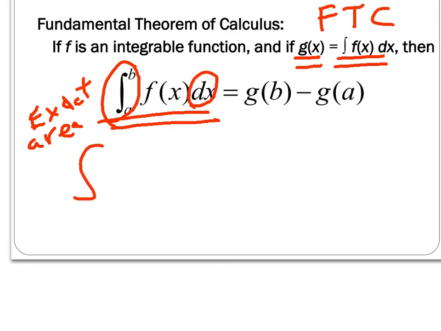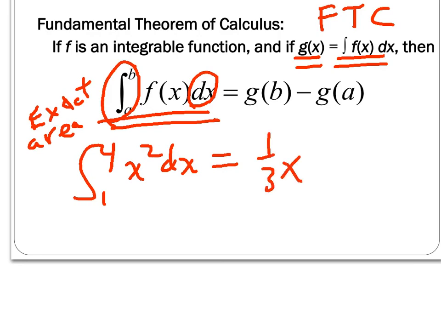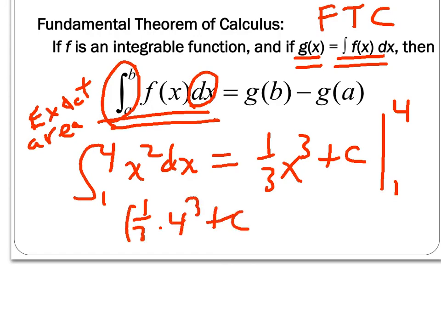So for example, if I wanted to find the area under the curve from 1 to 4 of x squared dx, without using trapezoids or Riemann sums, I can find this by antideriving this function, which would be 1/3 x cubed plus c, and then plugging in both 4 and 1. I use this symbol to represent that I'm going to plug in 4 and 1, meaning evaluated from 1 to 4, and then we subtract. So I plug 4 into that and get 1/3 times 4 cubed plus c, minus 1/3 times 1 cubed plus c, and then simplify.